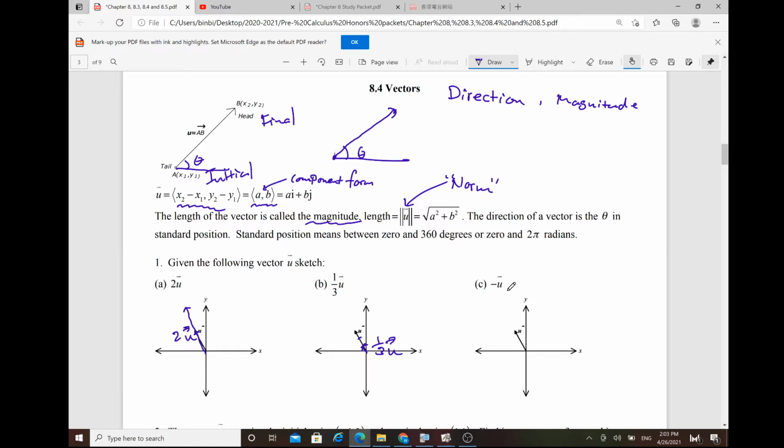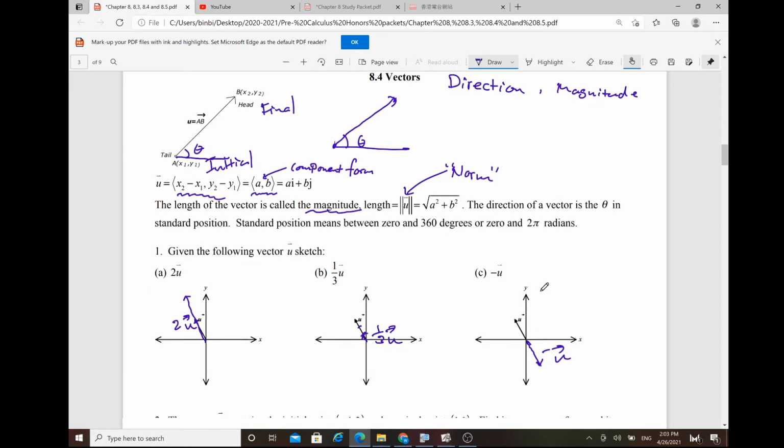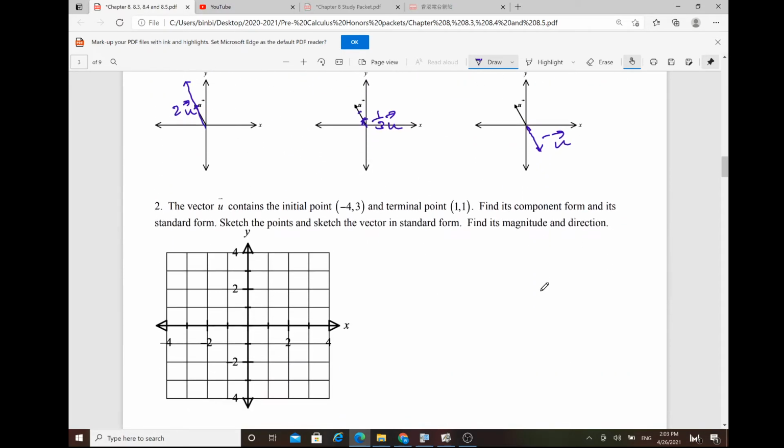And then negative vector u. Vector u is going this way, all the way to the second quadrant. So for negative, just like the polar coordinates, it's the opposite, a reflection. Okay, so negative vector u. Now let's see what else we've got for the rest of this.